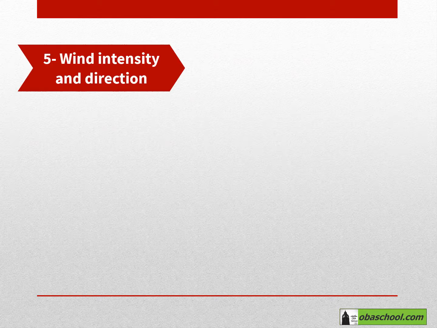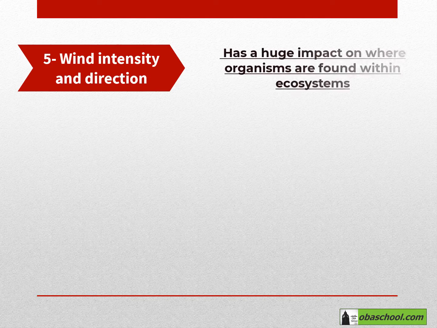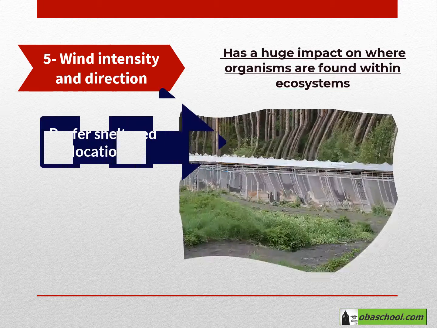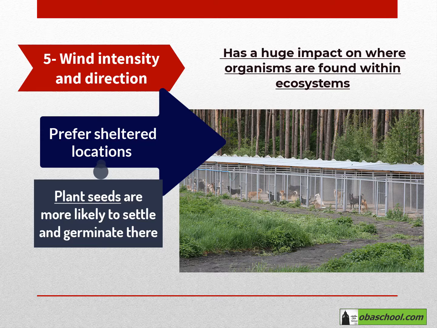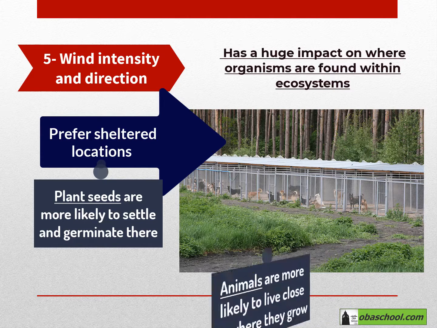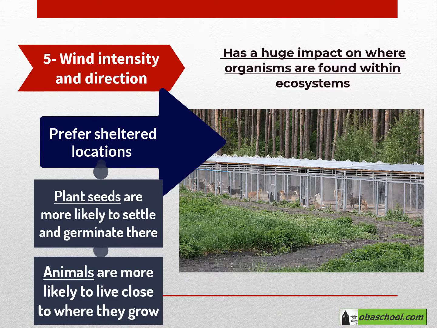Furthermore, the strength of the wind and its direction has a huge impact on where organisms are found within ecosystems. Many organisms prefer more sheltered locations, and this is because the plant seeds are more likely to settle and germinate there. And animals, which depend upon these, are more likely to live close to where they grow.